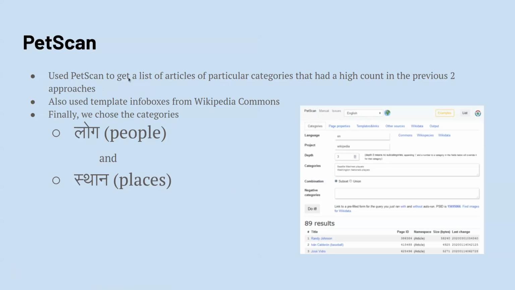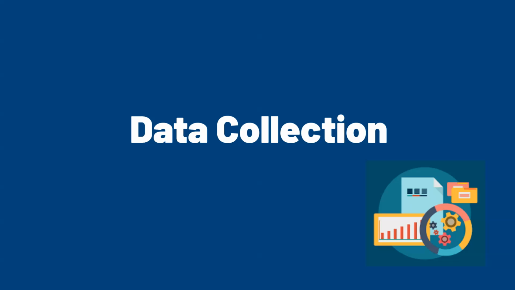We also used PetScan to get a list of articles about particular categories. We finally went with log and sthan, that is people and places, as our study categories, as we could generate template infoboxes for them.